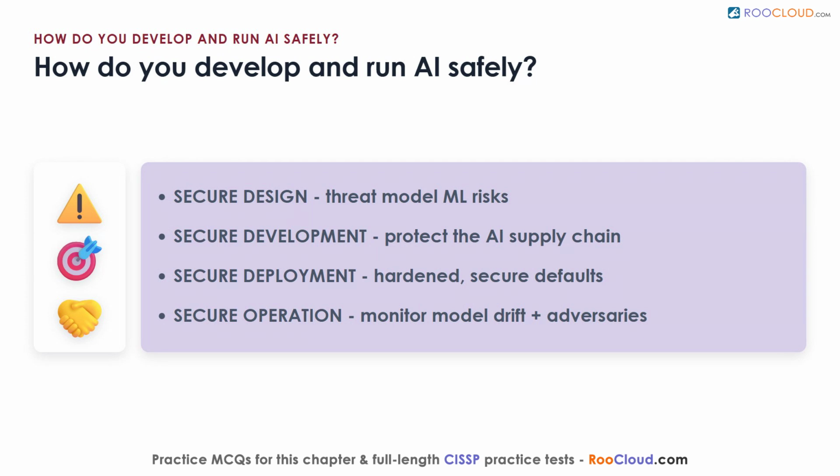Secure development protects the AI supply chain, scrutinizing pre-trained models, third-party training data, and open-source components, and guarding the training pipeline and data integrity. Secure deployment ships with hardened, secure defaults, protecting the endpoints that serve models from theft and inversion attacks, and applying least privilege to interface access. And secure operation and maintenance monitors continuously for model drift, where accuracy degrades over time, and for live adversarial behavior, with incident response ready for AI-specific compromises. Think of it as the same disciplined lifecycle you apply to any critical software, extended to cover the unique ways an AI model can be corrupted.